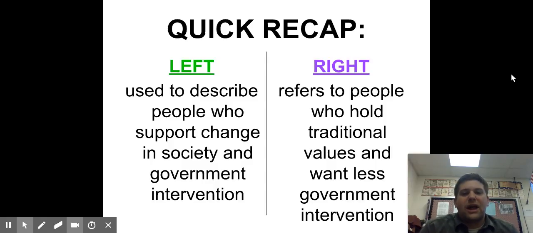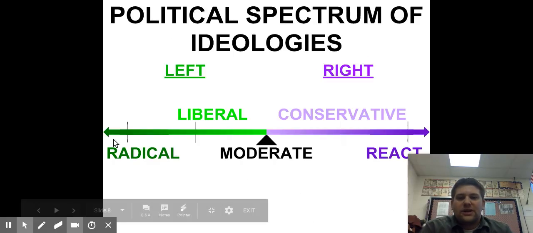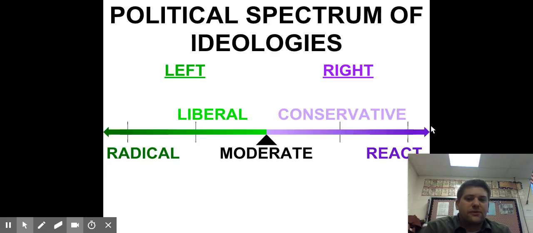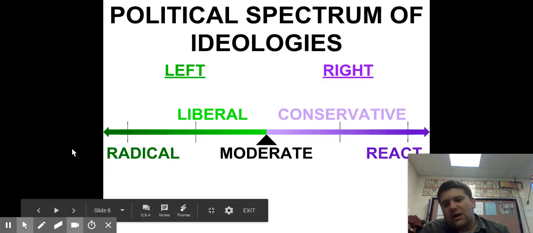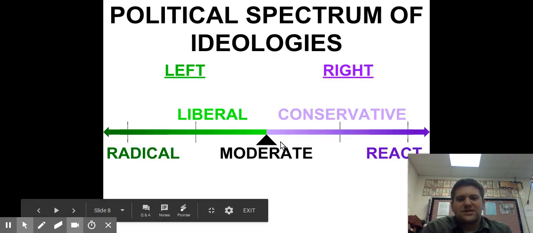usually have the political ideology that refers to people who hold traditional values and want government less involved in their lives. We can see on the spectrum here that depending on where you fall, the further right you are, the more conservative you are. The further left you are, the more liberal you are. And the more moderate you are, or the more towards the center, the more overlapping your views tend to be.